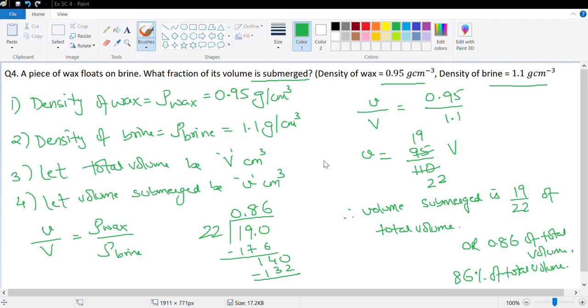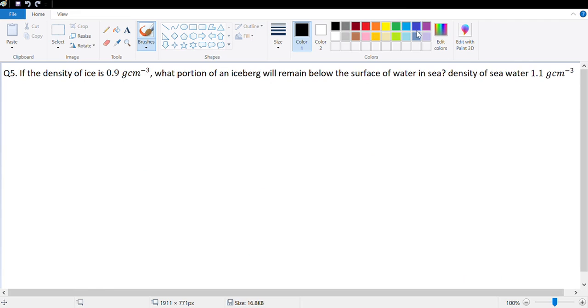The next question that we do is question number 5. It says if the density of ice is 0.9 gram per centimeter cube, what portion of iceberg will remain below the surface of water in sea? That's why they say icebergs are very dangerous for ships, because you don't realize how much of it is underwater. So let's just calculate.